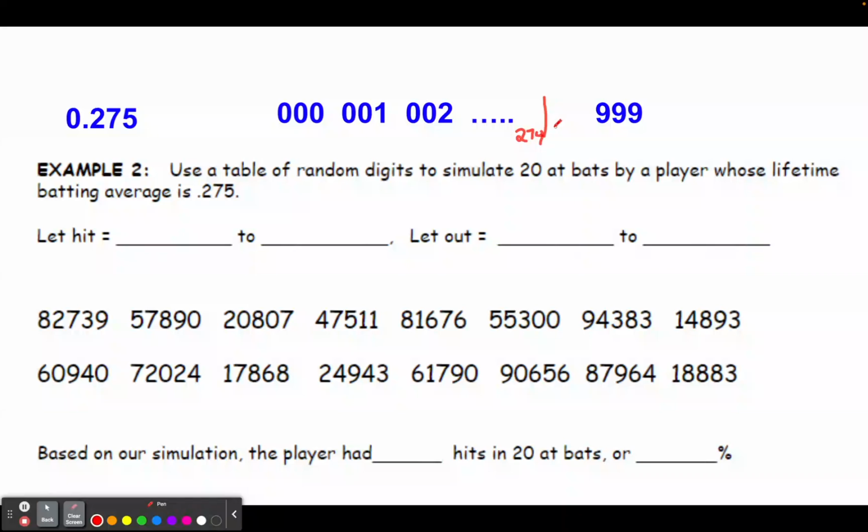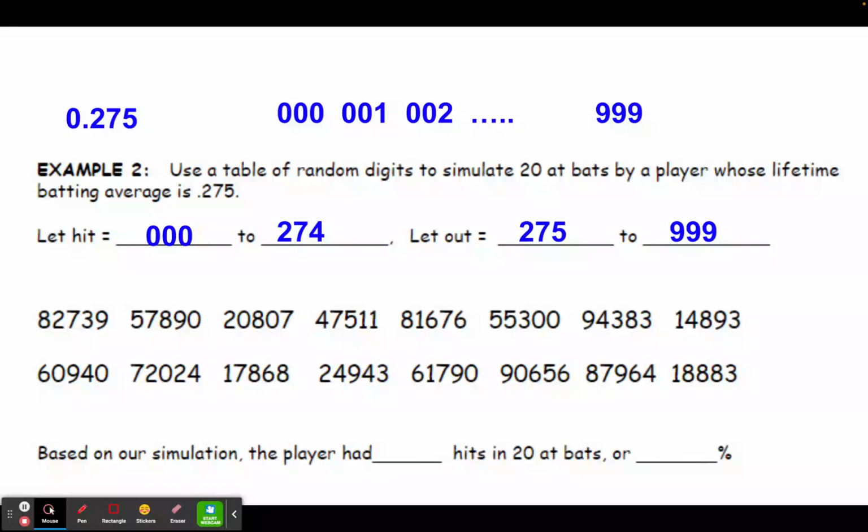And then anything from 275 and above means that the player would miss the ball or essentially get an out. So we're going to say that everything from 000 to 274 is a hit, and an out would be 275 to 999. And notice everything there is written as a 3-digit number, including the 000, because we're going to be looking at groups of 3-digit numbers. Also notice I did not write these as decimals, right? We're looking at whole numbers from our table of random digits.